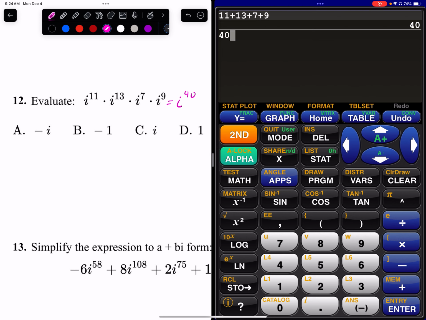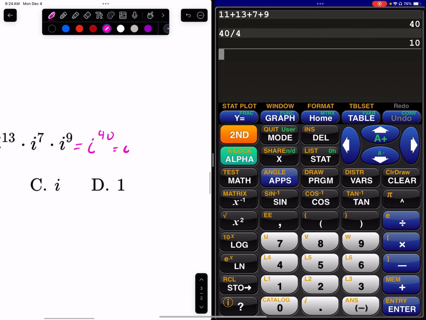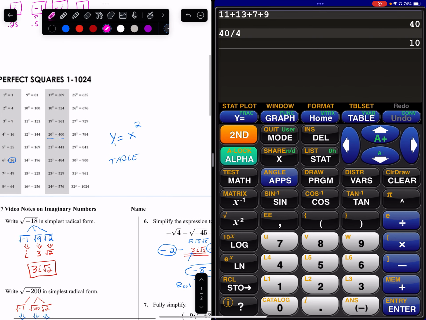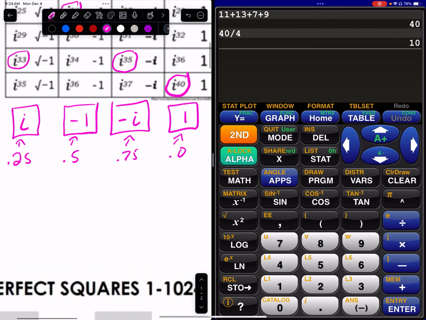Now, what is 40 divided by 4? You should be able to do that in your head, and we're going to get 10.0. So that means this is the same as i to the 0th power, which is just the number 1. Again, look back to your chart and reference your chart. This is a super, super important chart to have for yourself to use. There are also a couple other tricks that you can feel free to ask us about in class.